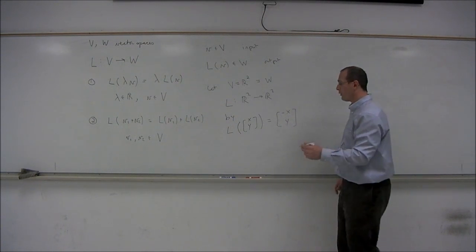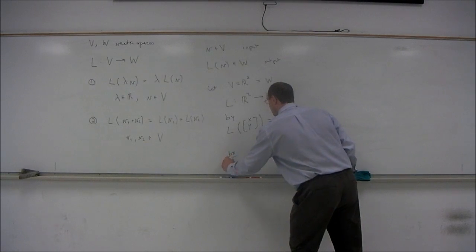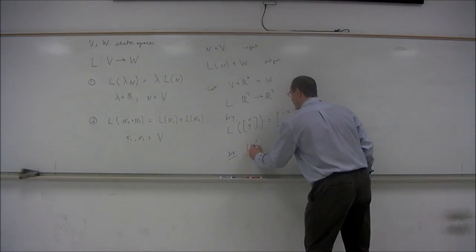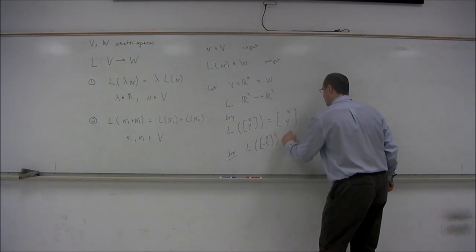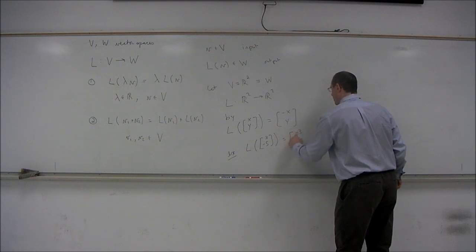So for example, L of the vector 3, negative 5 is the vector negative 3, negative 5.